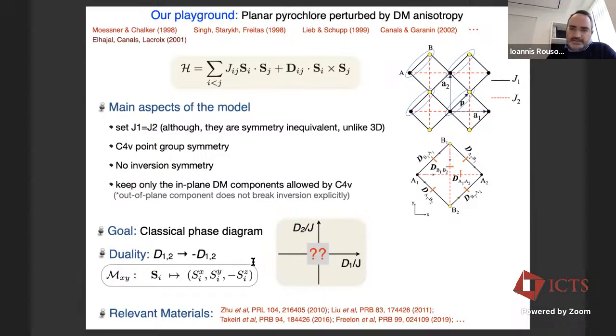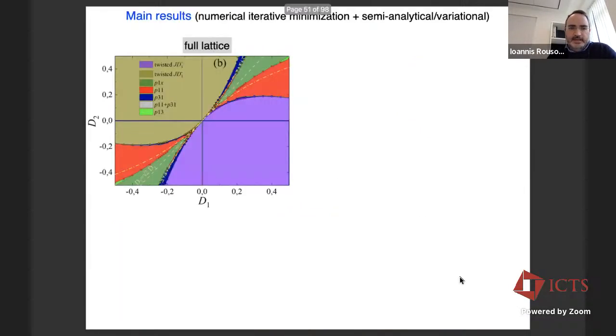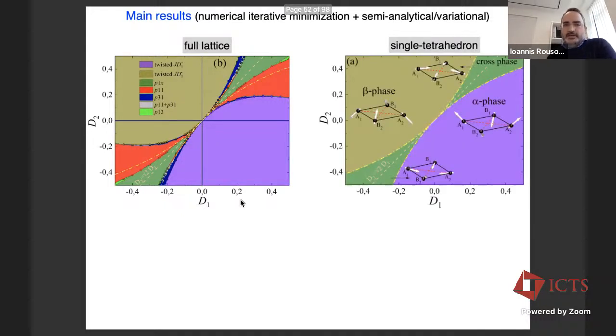And if you want to ask about relevant materials, of course, there are a lot of materials in the literature, but I think this kind of constraint here is kind of hard to get otherwise. Okay, I'm going to show the results right away. This is the phase diagram as a function of D1, D2. And for comparison, I'm going to show the phase diagram of one single tetrahedron, a four-site problem.